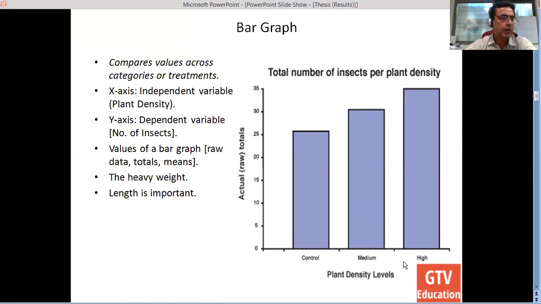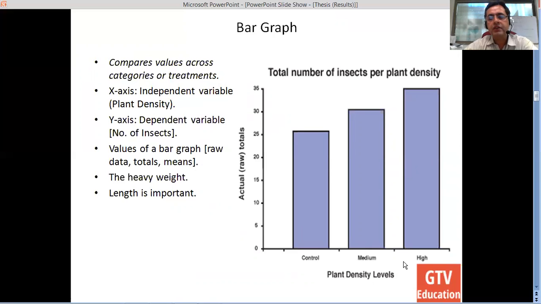You know about the dependent and independent variable. Independent variable is the one whose variation does not depend on the other.